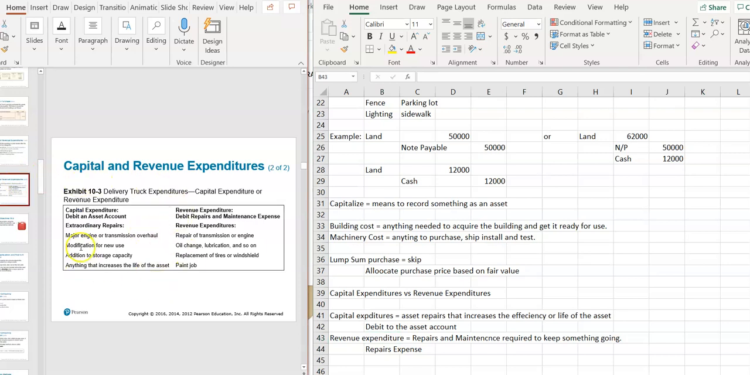Okay, so here are some examples. A capital expenditure, you would debit an asset, and a major engine or transmission overhaul, modification of something for new use. You add storage capacities, like maybe you build an extra room onto something. Anything that basically increases the life of the asset. A revenue expenditure is like a repair of a transmission, oil changes, new tires, new windshield wipers, or a new windshield, a new paint job, just things that don't really affect it but keep it going as it should be.